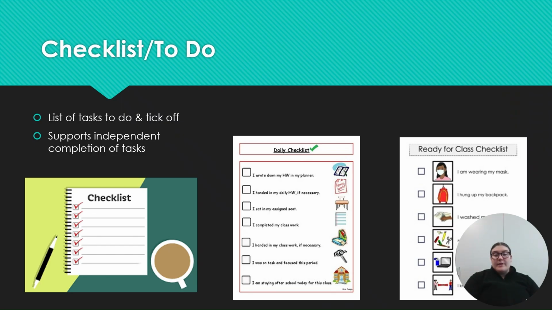A checklist or a to-do list, very similar to a visual instruction set. It has a list of tasks to do and you tick them off. For students who can read and don't need visual supports, this can just be written down with words. For most students who'd be creating these resources for, they will need the text as well as symbols.